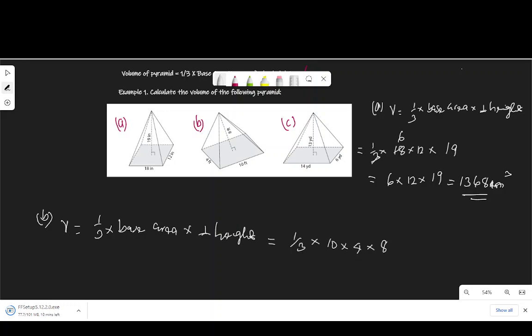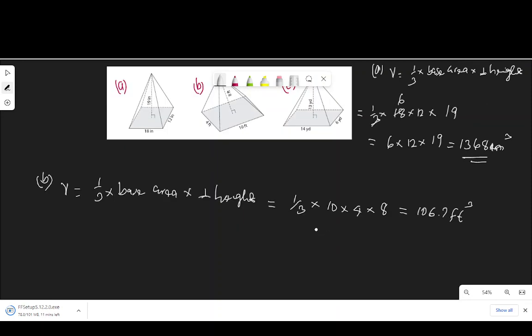Let's plug that into the calculator. 10 times 4 is 40. 40 times 8 is 320. 320 divided by 3 is approximately 106.7. 106.7 feet cubed is the volume of that pyramid.